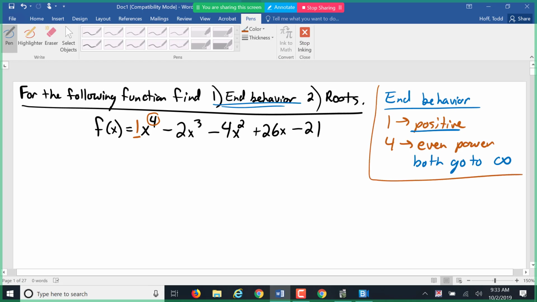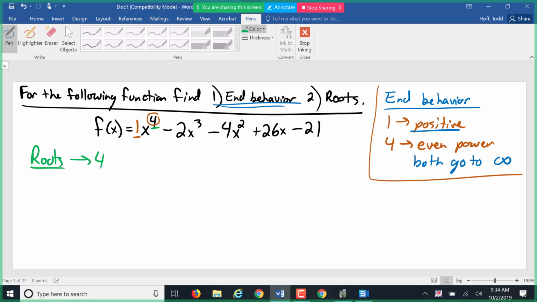Next, we need to worry about what our roots are. We know that there's going to be 4 roots because there's a power of 4. It's a 4th degree equation. The highest power is 4. To figure out how many positive and how many negative roots, we can use Descartes' rule of signs.